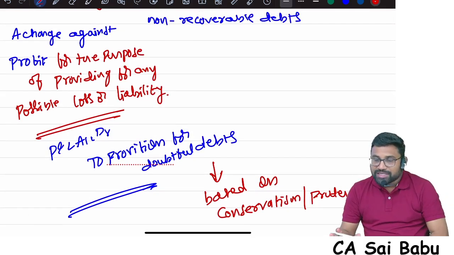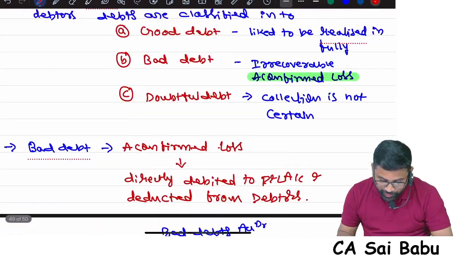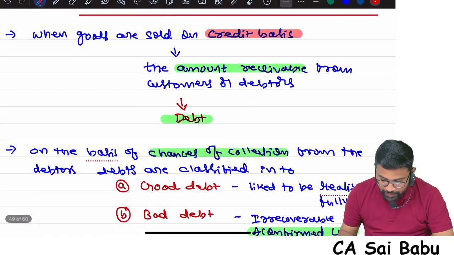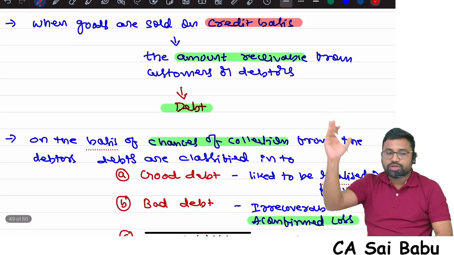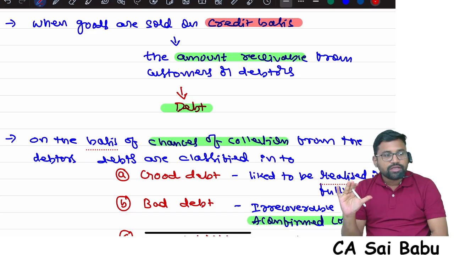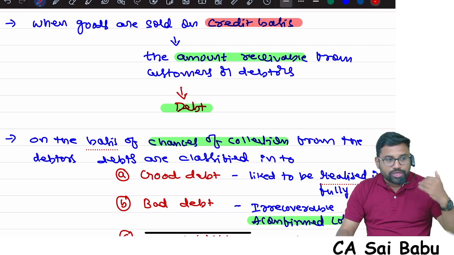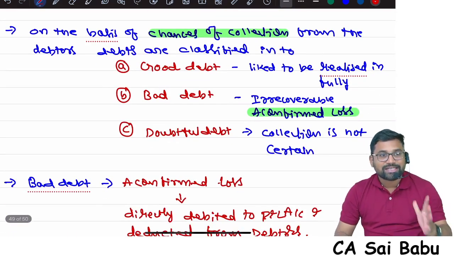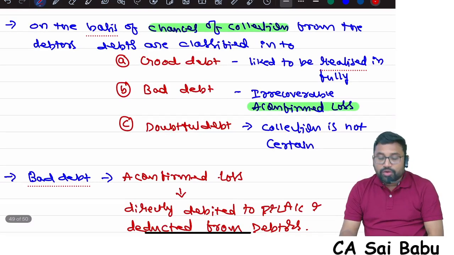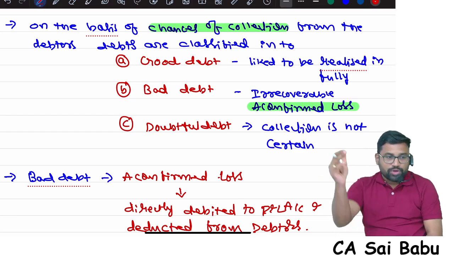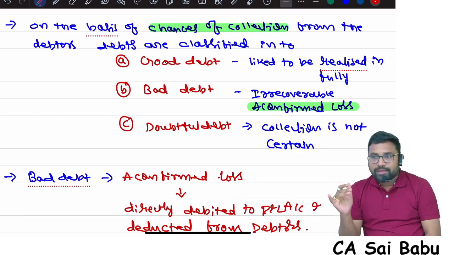What is this bad debts? What is this doubtful debts? What is this good debt? Good debt, bad debt, doubtful debt. Okay, quickly, come on, tell me. When goods are sold on credit basis, generally the amount receivable from the other party, those parties are called customers or debtors, and that amount which is going to be collected from them is called debt. Now once there is a debt, there are chances. Based on the chances of collection, debts are divided into three categories. What are those? Good debt, bad debt, doubtful debt.